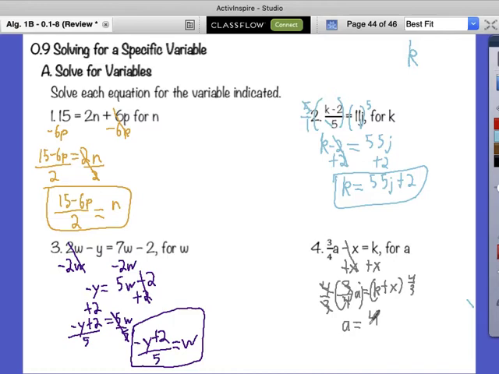Now here's the thing. I can distribute in my 4/3, but that's not really going to get me anywhere. I'm cool with leaving it like this. Any questions on that one?